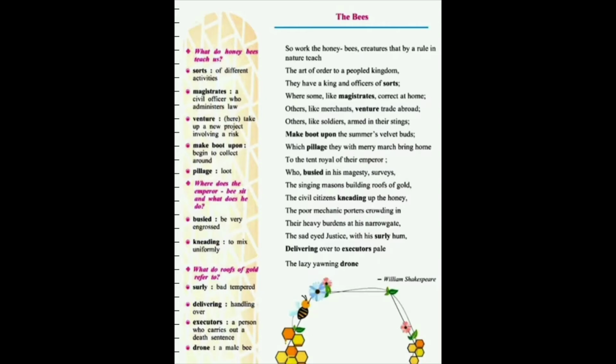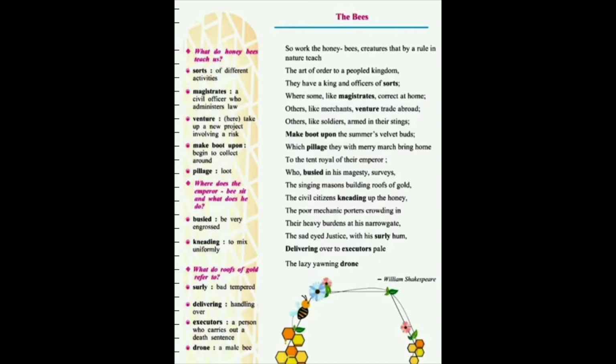So now he is trying to compare, saying that they also have high standards, okay. They have their own rules, they have their own government to rule the body, okay. So he is saying that even bees have their own particular kingdom wherein they have a king and where they have officers of different types. Sorts are different types at different activities, okay.